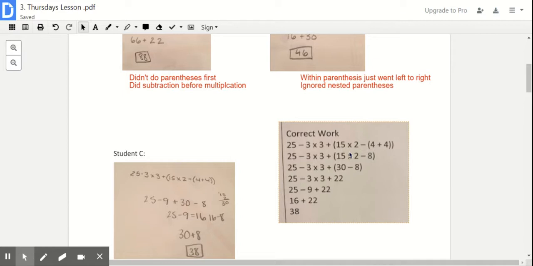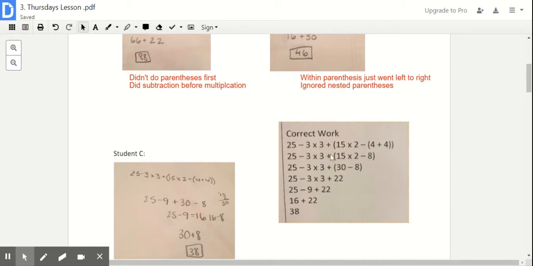Now, my first step in this would be to go to where? Correct. I need to solve for this nested parentheses first. So I need to do 4 plus 4 first, which leads me to 8. So then in my parentheses, I have 15 times 2 minus 8.